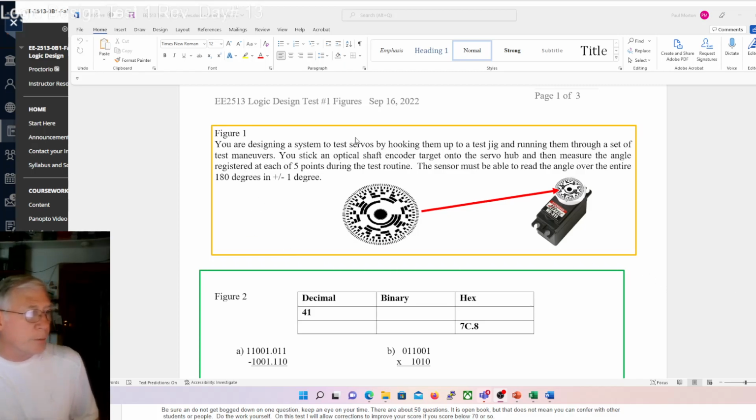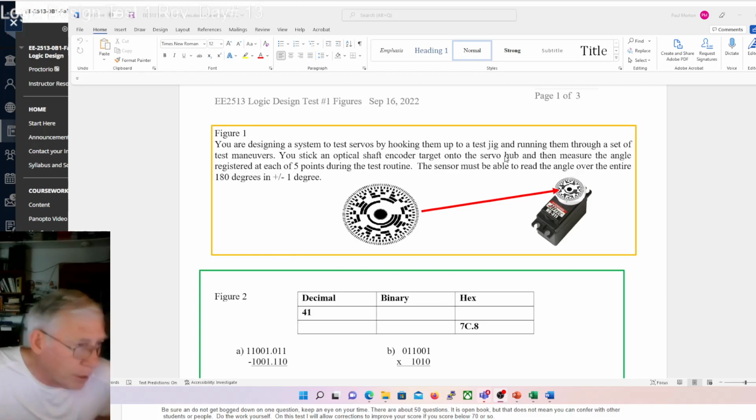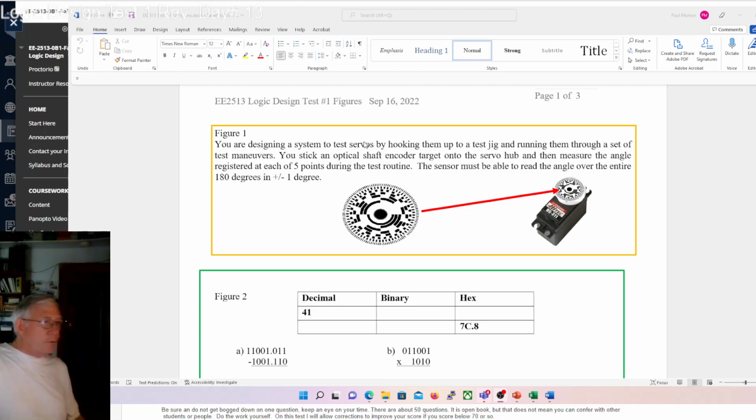You're designing a system to test servos by hooking them up to a test jig and running them through a set of test maneuvers. You stick an optical shaft encoder target onto the servo hub and then measure the angle registered at each of the 5 points during the test routine. The sensor must be able to read the angle over the entire 180 degrees plus or minus 1 degree.